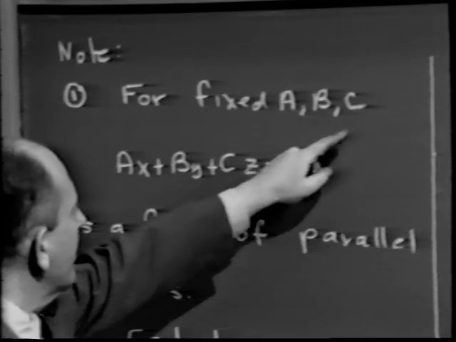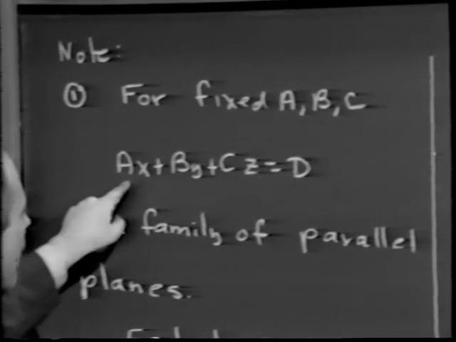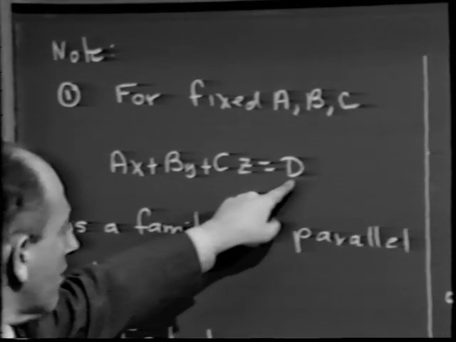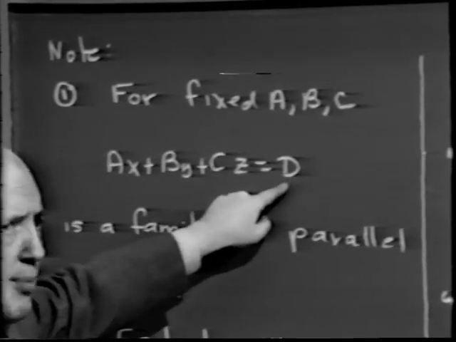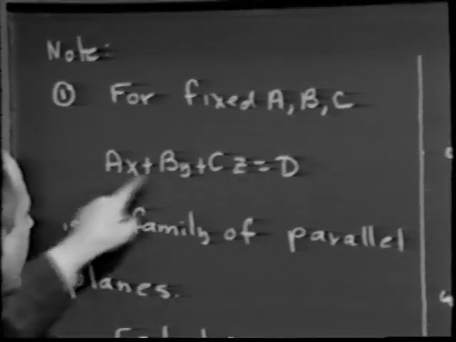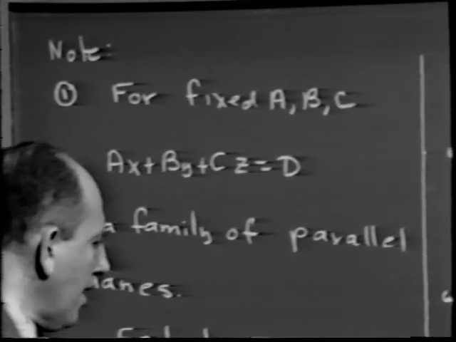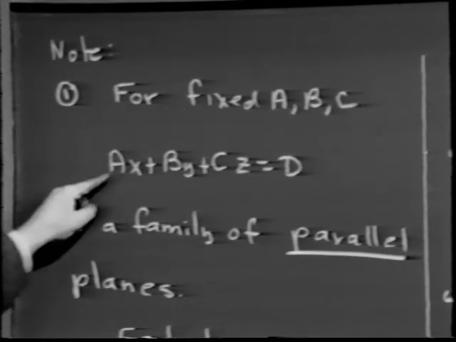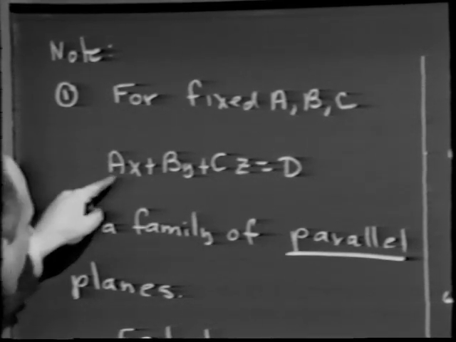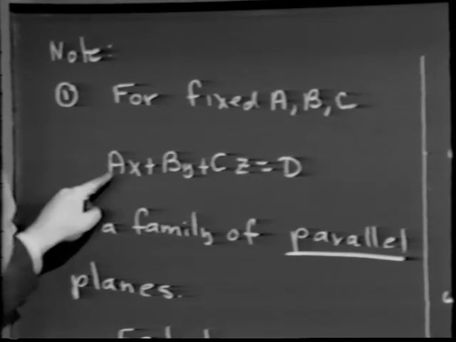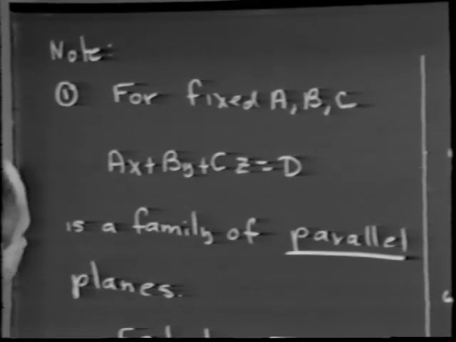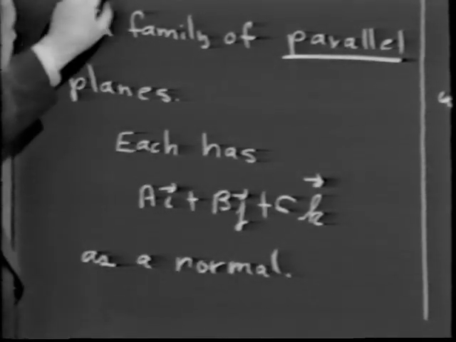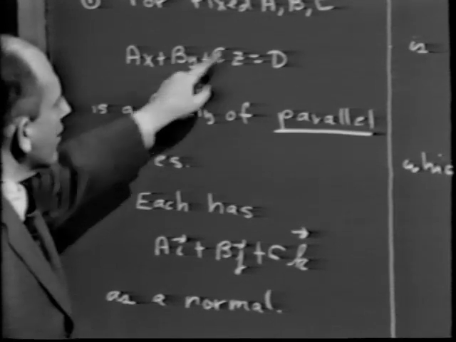For fixed A, B, and C, the equation Ax plus By plus Cz equals D. See, forget about the 0 on the right-hand side. Let D be an arbitrary constant. What I'm saying is that this equation is a family of parallel planes. And why is it a family of parallel planes? Because every plane in this family has as a normal vector Ai plus Bj plus Ck.